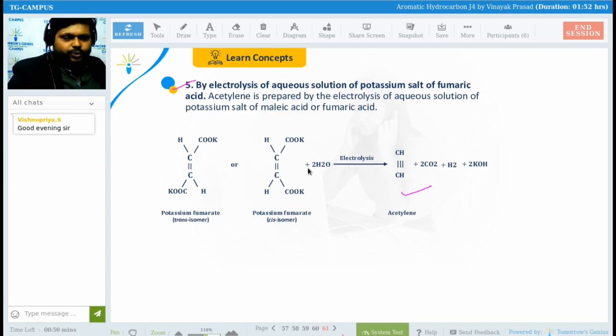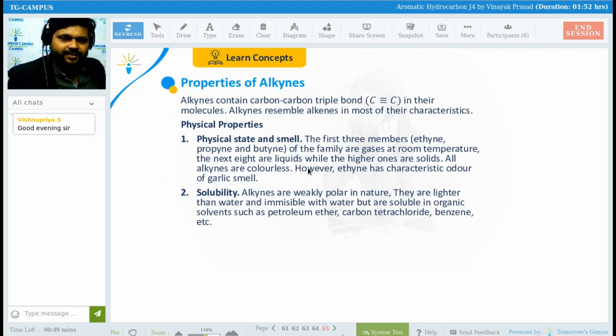See, if you go to your book, that is NCERT, there are only 2 methods given: from calcium carbide and from vinyl dihalides. I have given you so many methods by which you can prepare alkynes. Got my point, everyone? So there are so many methods, and I'm not going to explain all of them, but I have discussed 4 to 5. Only 2 methods have been given in your syllabus, right?